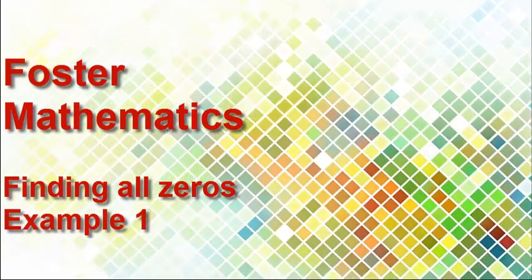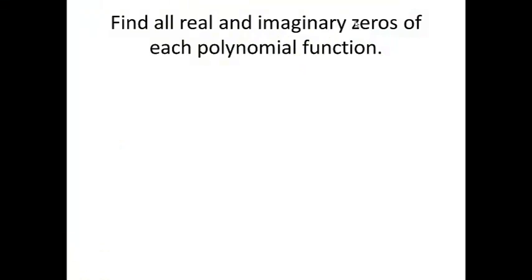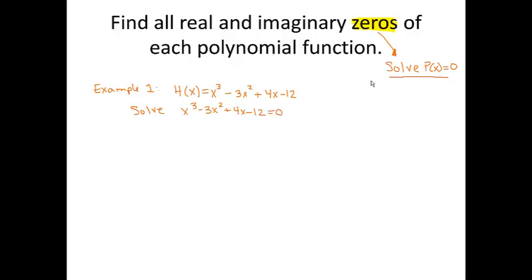In this video, we want to take a look at finding all the real and imaginary zeros for any polynomial function. So when we're asked to find zeros, that really means in our mind that we just want to solve for where that function is equal to 0. So in the example given here, we want to find all the real and imaginary zeros of this given function. And so that really just means that I want to solve for where that function is equal to 0.